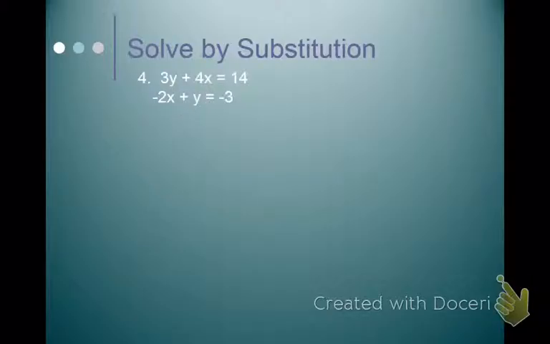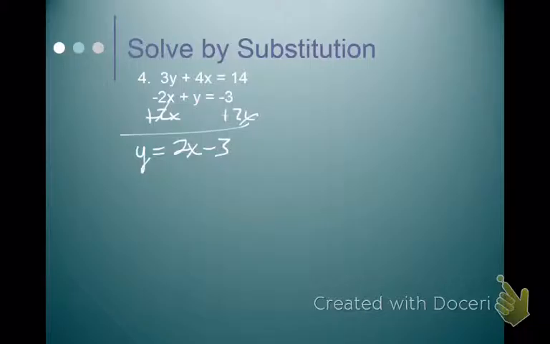So I want to use this second equation, and I want to get y by itself. I'm going to do that by adding 2x to both sides. So y is equal to 2x minus 3. Now I know what y equals, so I can plug y back into anything I want to.